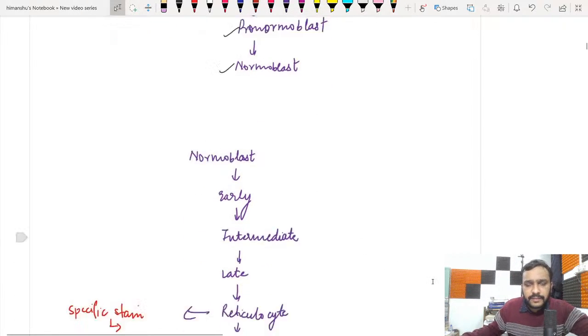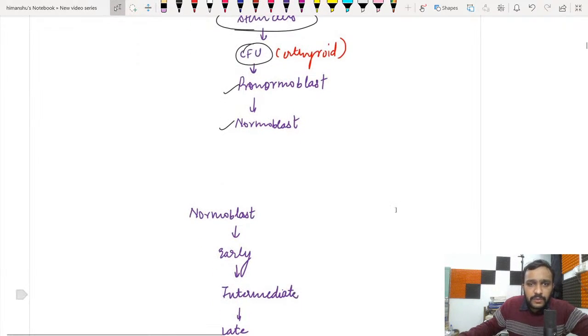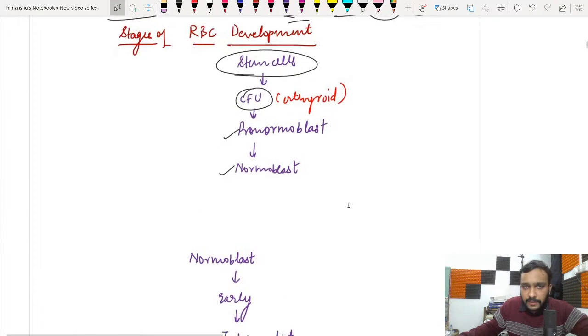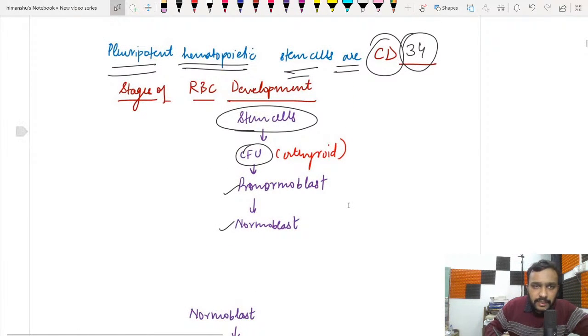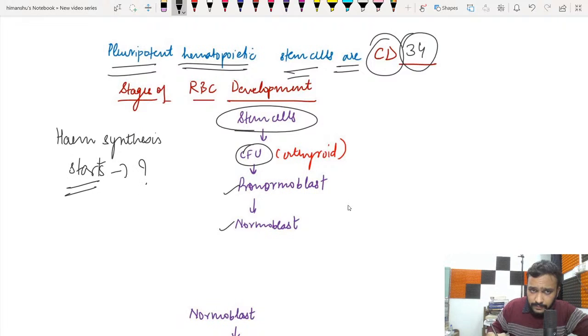So these are the various stages of RBC development. We need to know important points in these stages. You will tell me, heme synthesis starts at which stage of RBC development? Heme synthesis starts in the stage of pronormoblast.